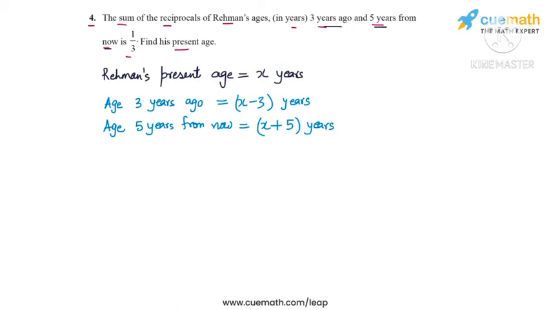And now what we're told is that the sum of the reciprocals of these two ages is 1 by 3, and from here we get our equation. So the reciprocal of x minus 3 is 1 by x minus 3. The reciprocal of x plus 5 is 1 by x plus 5, and we are told that the sum of these reciprocals is equal to 1 by 3.